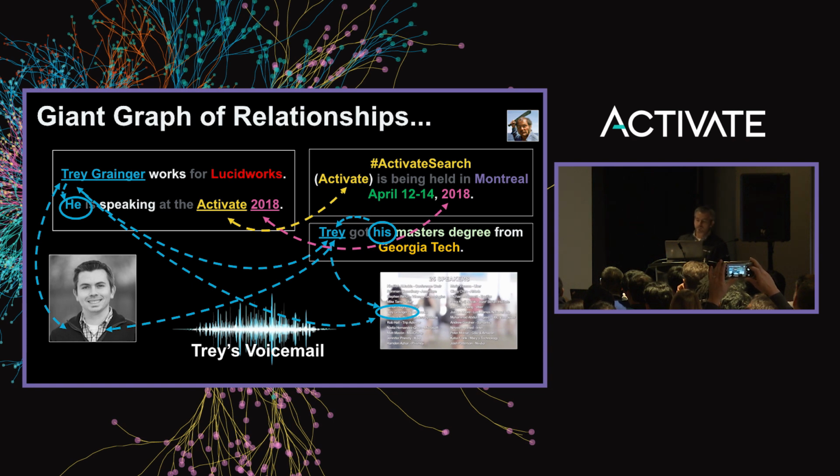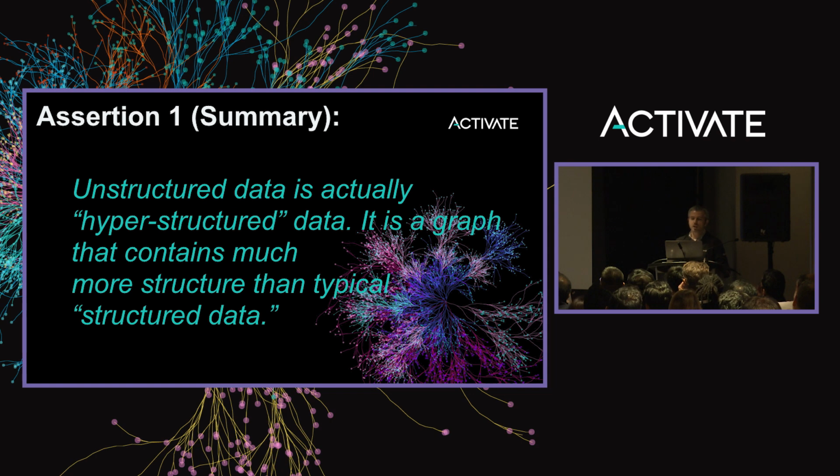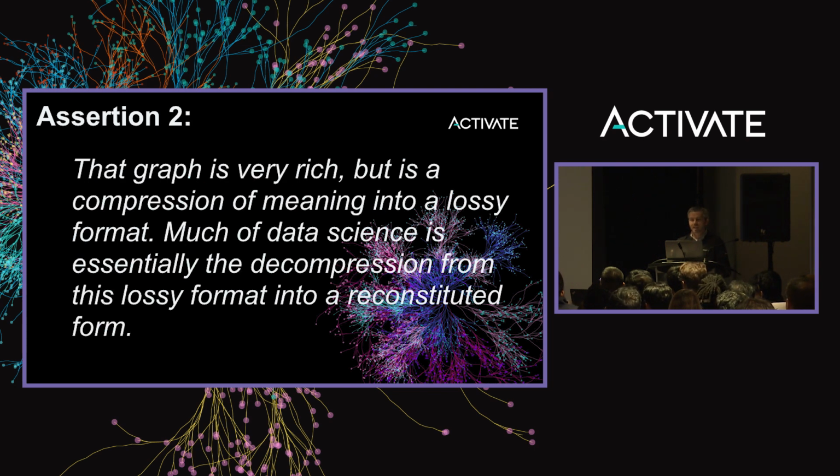But the larger point, coming back to my first assertion, is that unstructured data is actually hyperstructured data. It is a graph that contains much more structure than typical structured data. Hopefully you've been able to see that through that example. Second assertion: that graph we just saw is very rich, but is a compression of meaning into a lossy format. Much of data science is essentially the decompression from this lossy format into a reconstituted form.